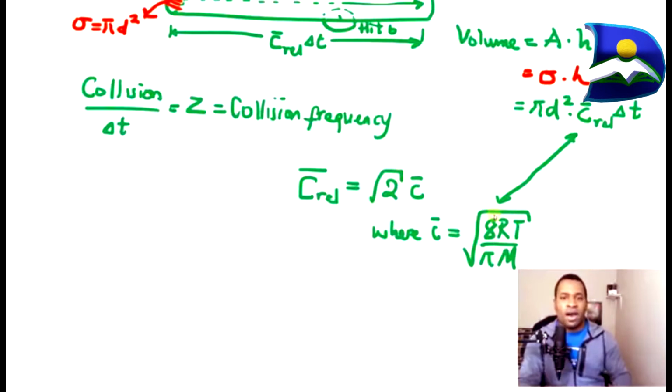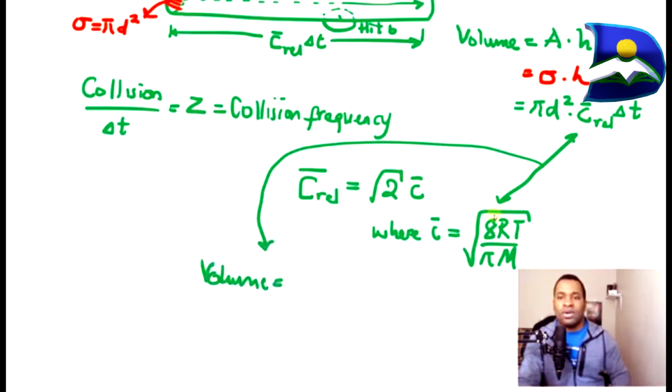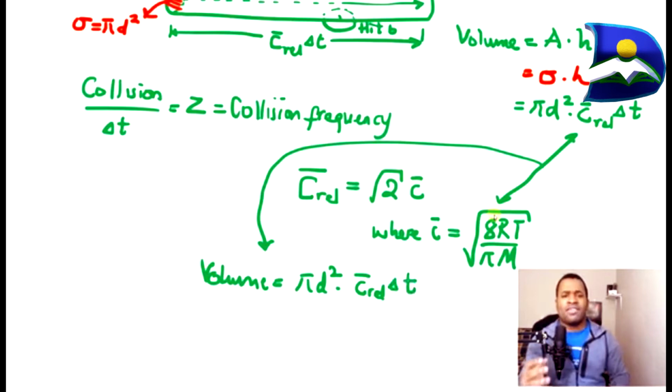And so therefore, our volume is going to be equal to, in this case, pi d squared multiplied by our specific relative mean speed multiplied by our time. And so once we have this particular volume, our next thing is to be able to now focus on the number of particles right here.